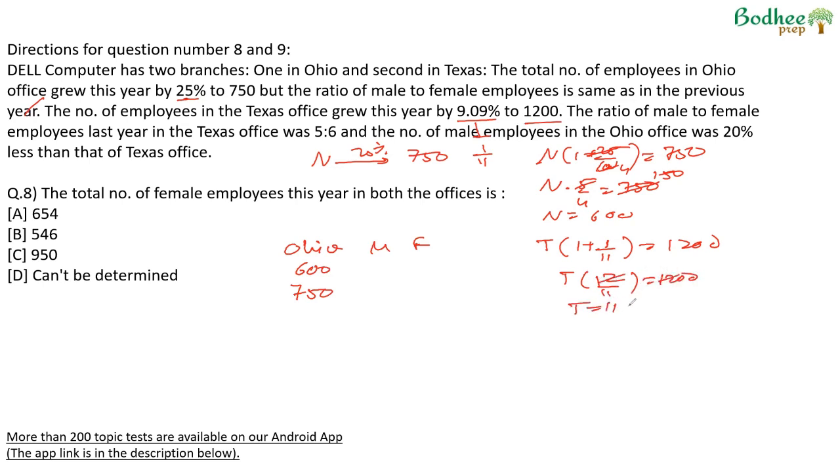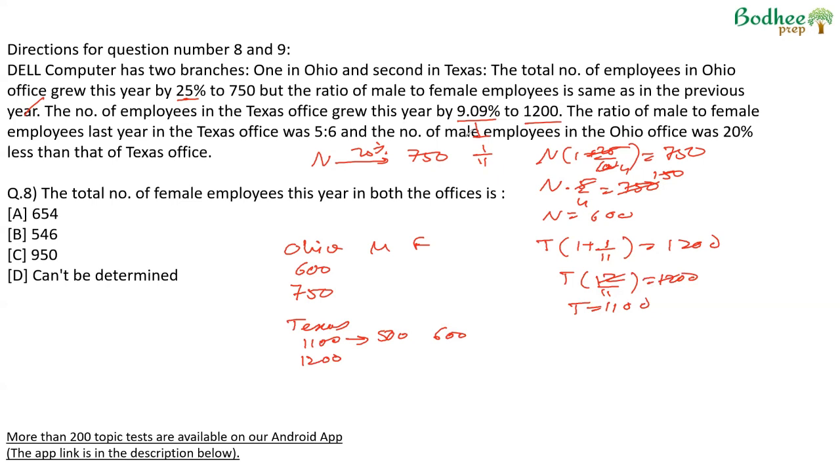So initially, Texas had 1100 people, which has now grown to 1200 people, by 1 by 11. The ratio of male to female employees last year in Texas was 5 is to 6. Breaking 5 plus 6 is 11, so male and female will be 500 and 600 because the total is 1100.